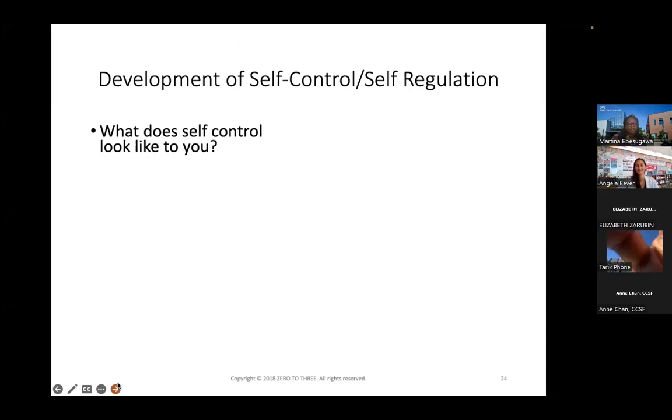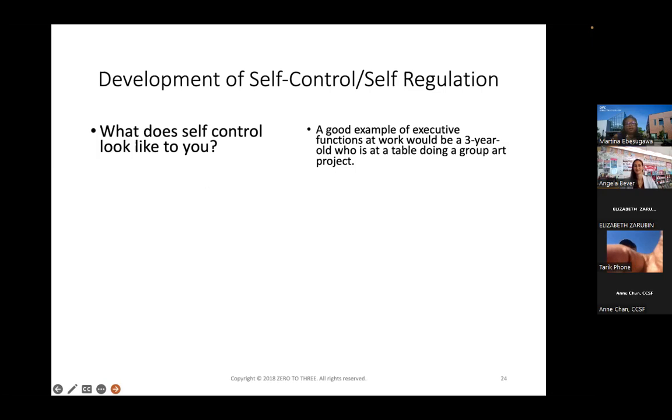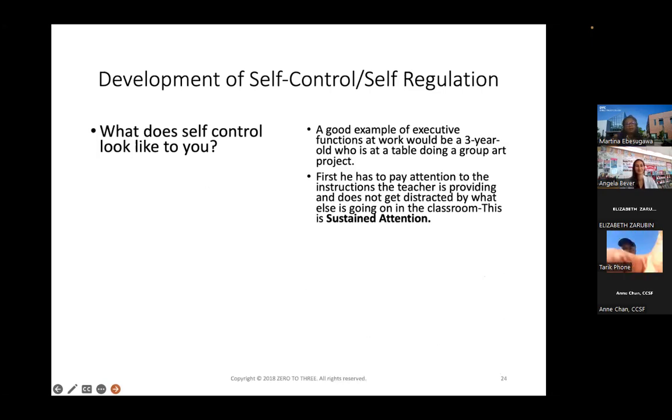Let's take a look at an example of a young one. They're doing an art project at school. So the first part is that they have to pay attention and not get distracted by what others are doing in the classroom. This would be sustained attention. Next, they need to remember the steps for the project. This would be the working memory aspect of executive function.